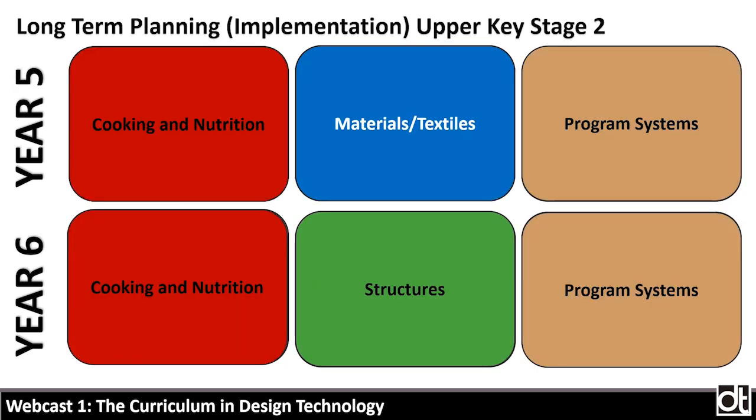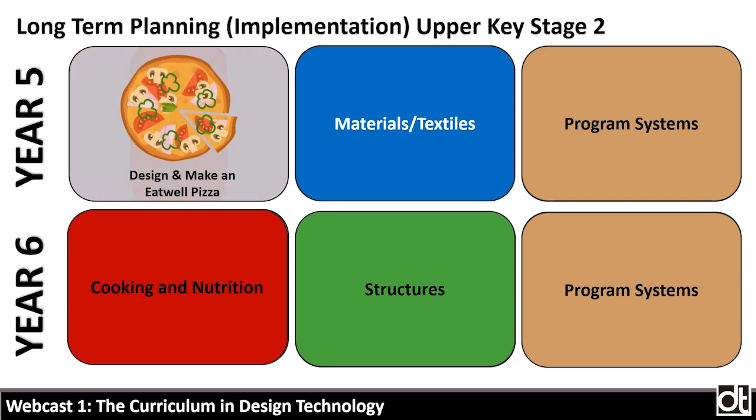As children progress into upper key stage 2, the products that they are required to design and make are more complex and may involve applying knowledge from several different strands of learning in design technology. In Year 5, children might design and make a pizza that promotes the healthy eating messages from the Eat Well guide. They will apply their knowledge of making bread from lower key stage 2 to make the pizza base and consolidate their food preparation skills when making the tomato sauce, grating the cheese and creating other toppings for their pizza.